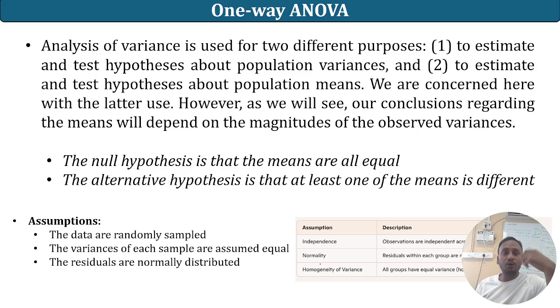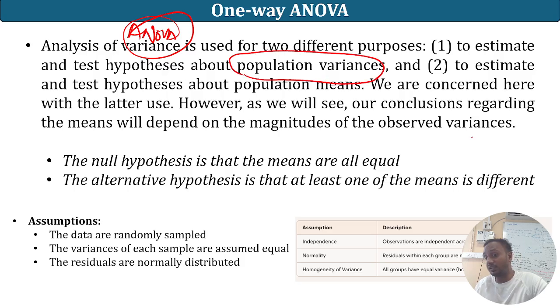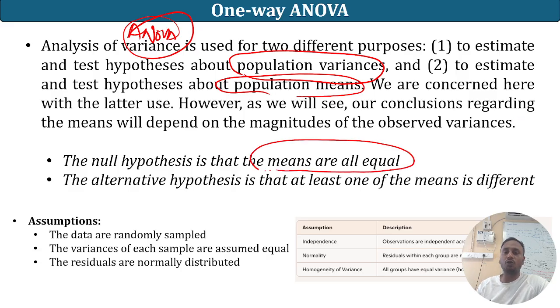So if we talk about the assumptions, the first purpose of ANOVA is to estimate and test the population variances. Population variance, not the sample variance. To test the population mean. Actually, the main idea is that we go with the mean, and check whether there are differences or not. So the null hypothesis is that the means are equal, and the alternative hypothesis is that at least one of the means is different.